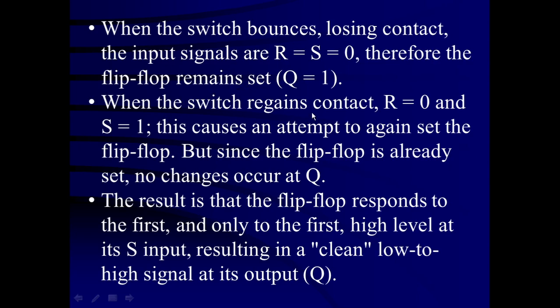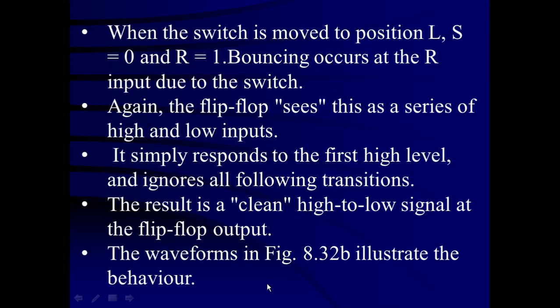When the switch regains contact, R is equal to 0, S is equal to 1. This causes the attempt to again set the flip-flop. But since the flip-flop is already set, no change occurs at the Q output. Q remains set only. The result is that the flip-flop responds to the first and only to the first high level at its S input, resulting in a clean low to high signal at its output Q.